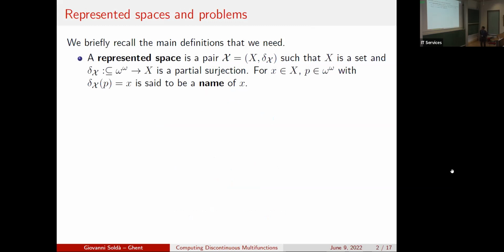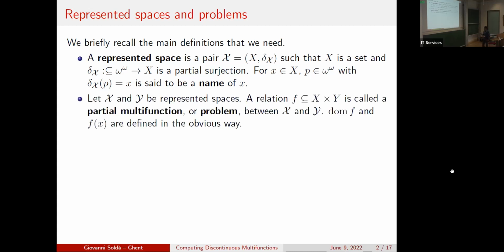A represented space, as I assume most of you know, is simply a pair X and delta X, such that X is a set, and we want it to be represented by this function delta. So delta is a partial surjection from Baire space to this space. And for every point in our set X, we say that a certain P, such that its image is this X, is a name of the X we started with.